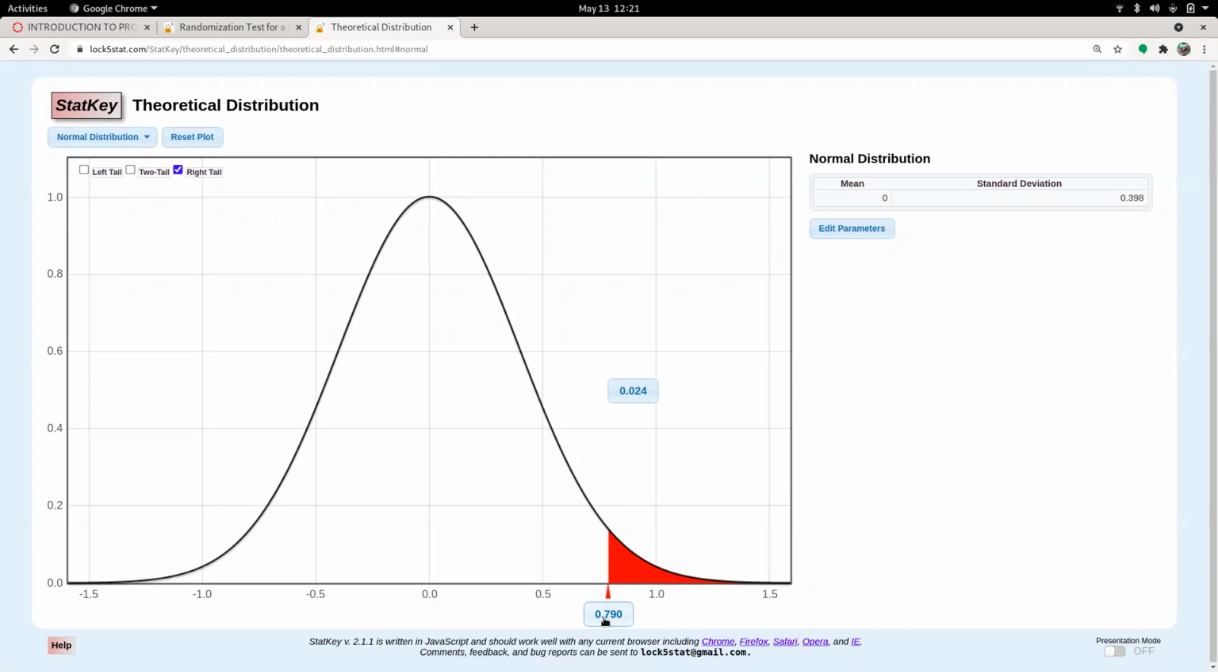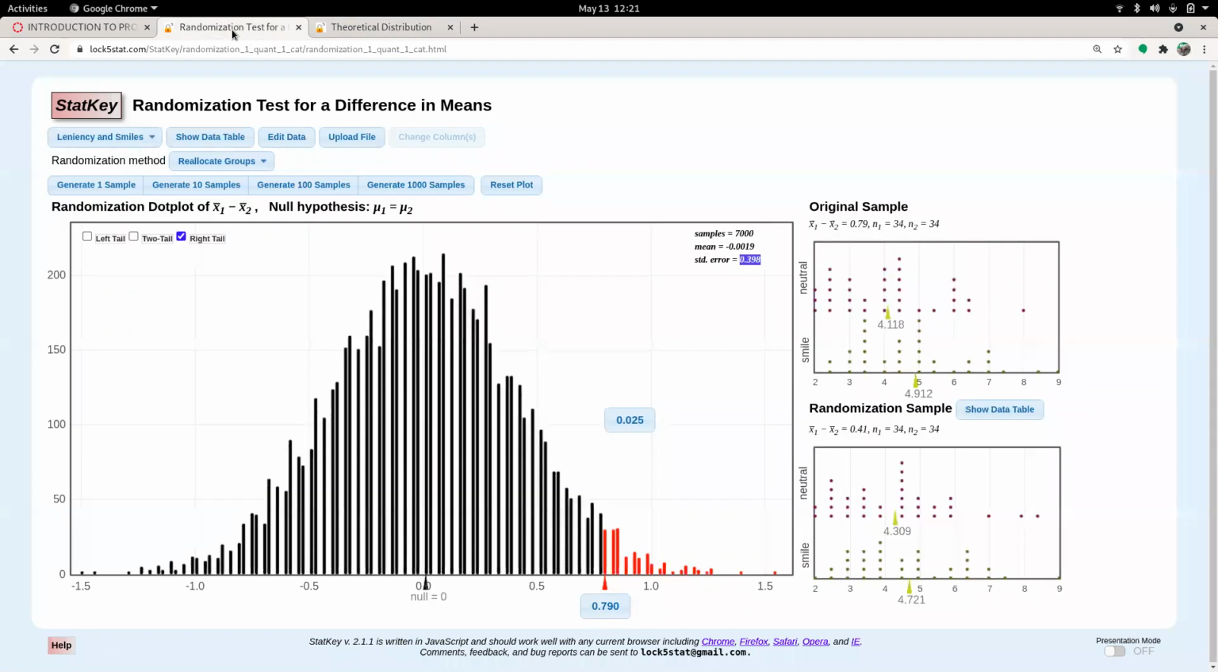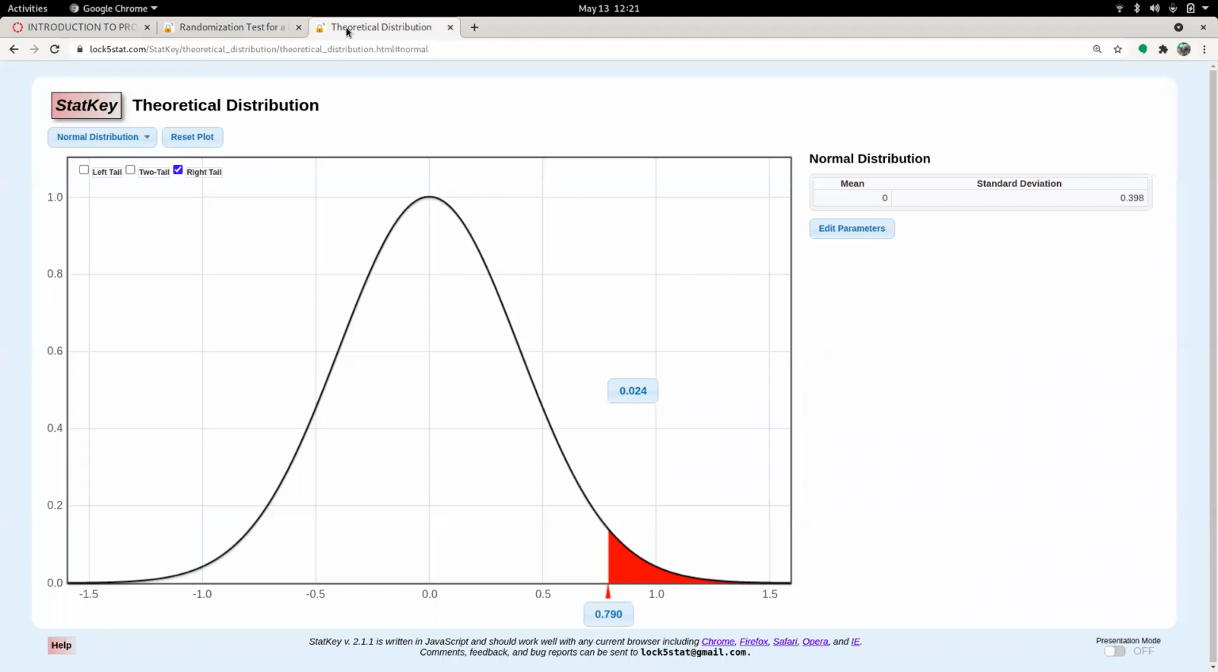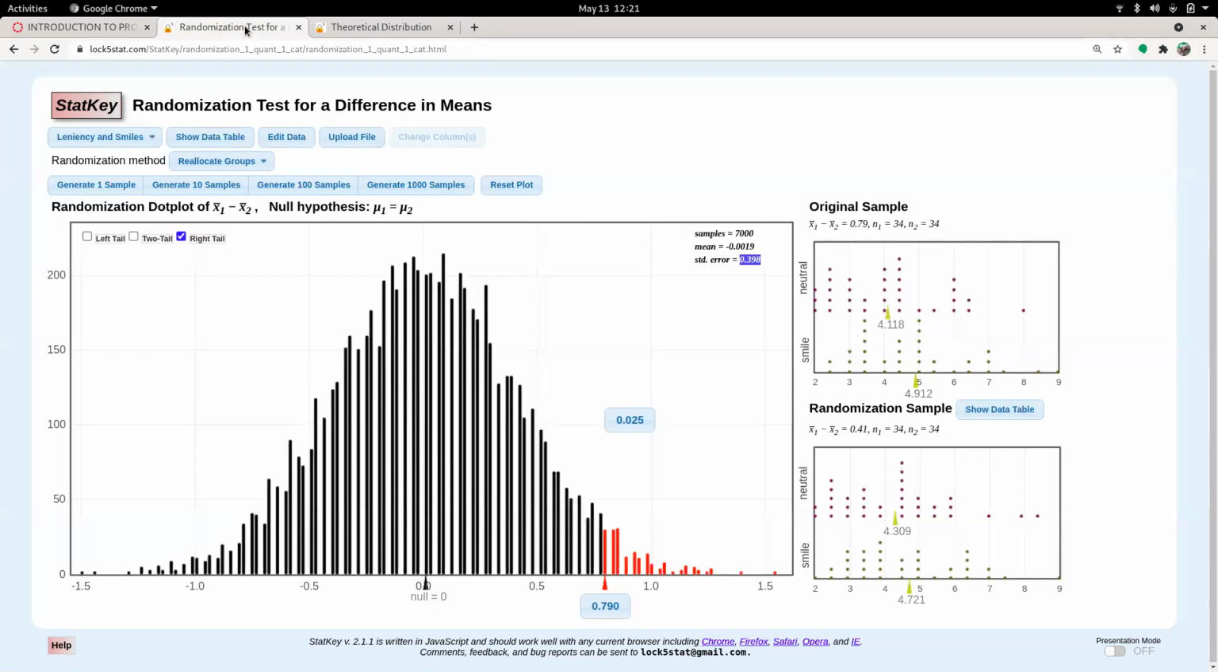So is it different than what the randomization test said? Yes, the randomization said it was 2.5%. But is it similar? 2.5% and 2.4% I think are relatively close to each other. Would it lead to the same conclusion? Well, they're both under 5%. So yeah, my conclusion is the same whether I run the theoretical distribution or the randomization distribution.